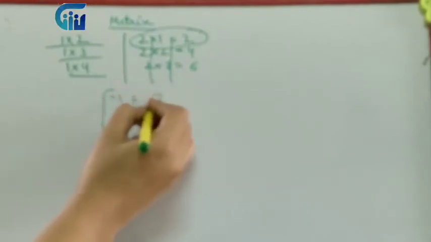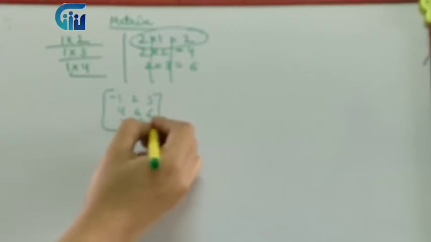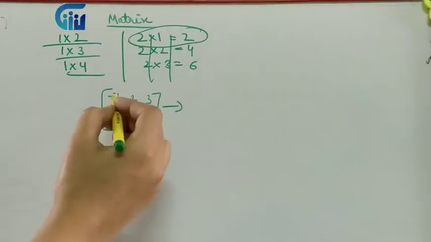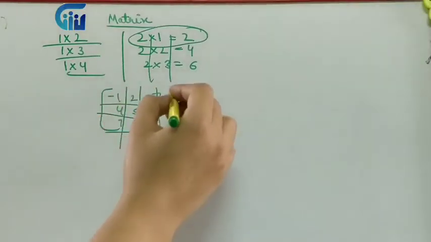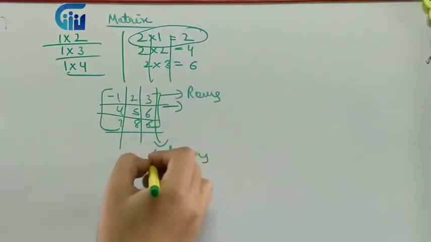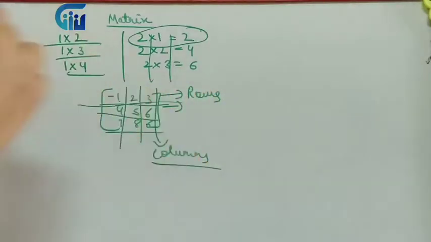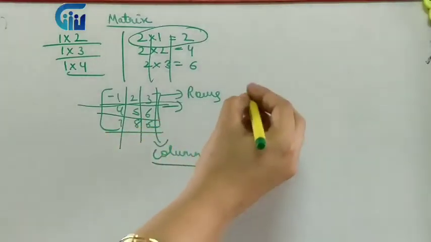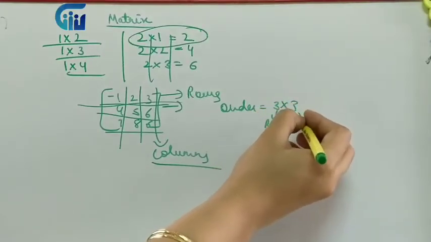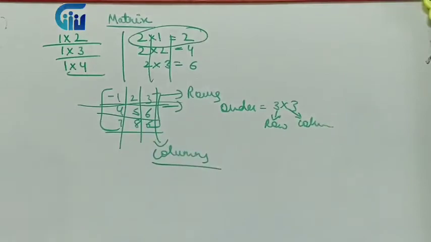So what are these? I am writing something in rows and something in columns. The basic arrangement of writing anything in rows and columns is known as a matrix. So what is a matrix? We say it is a rectangular array of some numbers which are arranged in rows and columns. Horizontal are rows and vertical are columns. So this matrix has 3 rows and 3 columns, so we say the order of the matrix is 3 cross 3, where this is row and this is column. We always write row first and then column.